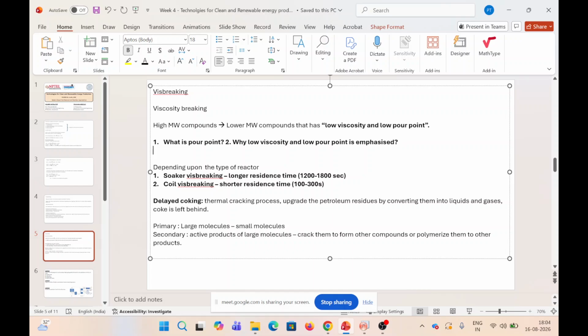Active products of the primary process, sorry, this is not larger molecules, of the primary products are cracked to form some other compound, or we polymerize them to form some other compound. So this is about the delayed coking.